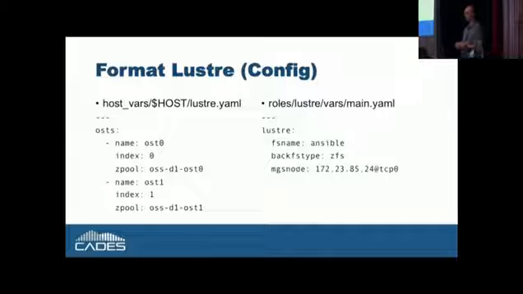Now, when we're talking about some of the Lustre tasks that are available, one of the things I'll show here is formatting the file system. Some of the configuration information we have is in the host vars for each specific host, where you're going to define, say, the OSTs, or if it's an MDS, the MDTs that are available. You give it the name of it, the index, and the Z pool that you're going to use for it. And then in the Lustre role itself, that's where you define certain default variables. In this case, the file system name, the backfs type, and the MGS node.